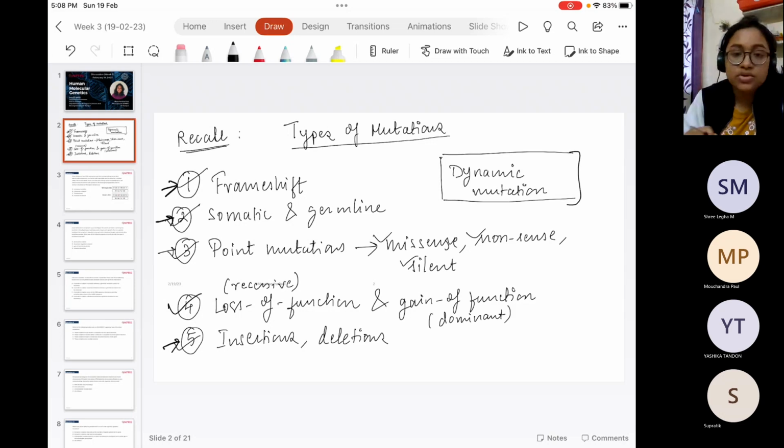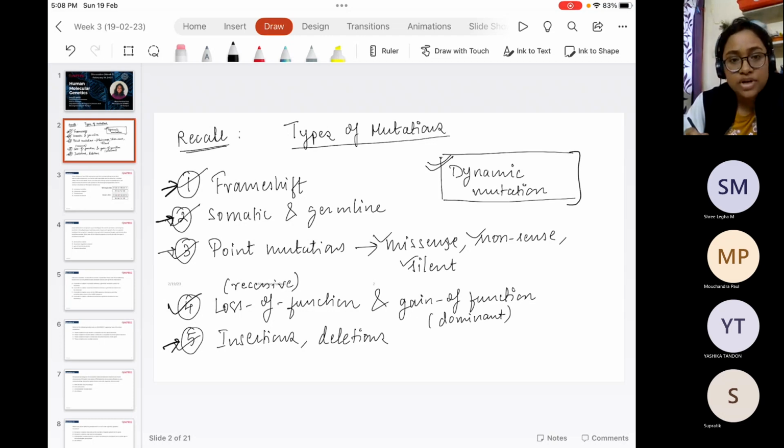But it is not a universal thing. Reverse can also happen. Okay, so it is a general thing that people have studied while looking into the various kinds of diseases. And another type of mutation that is discussed in week 3 is dynamic mutation.